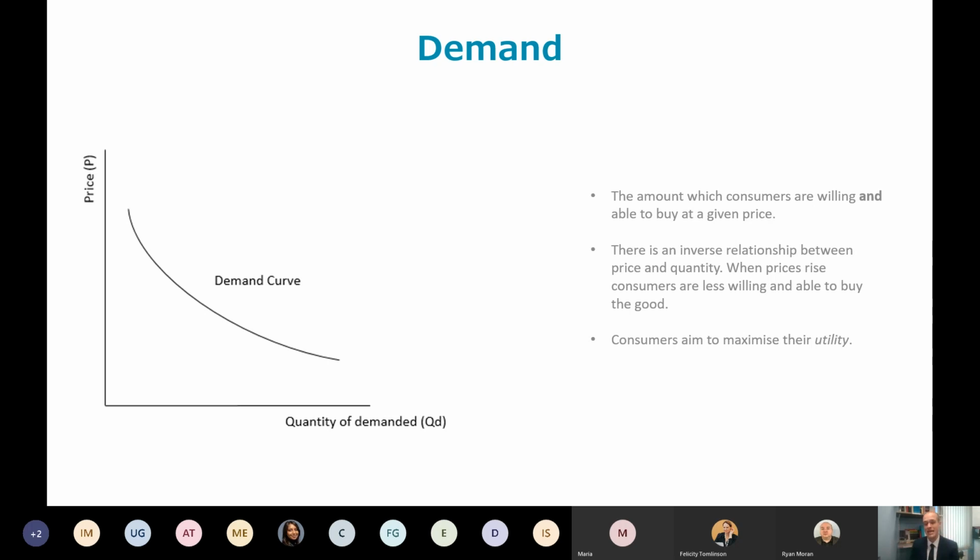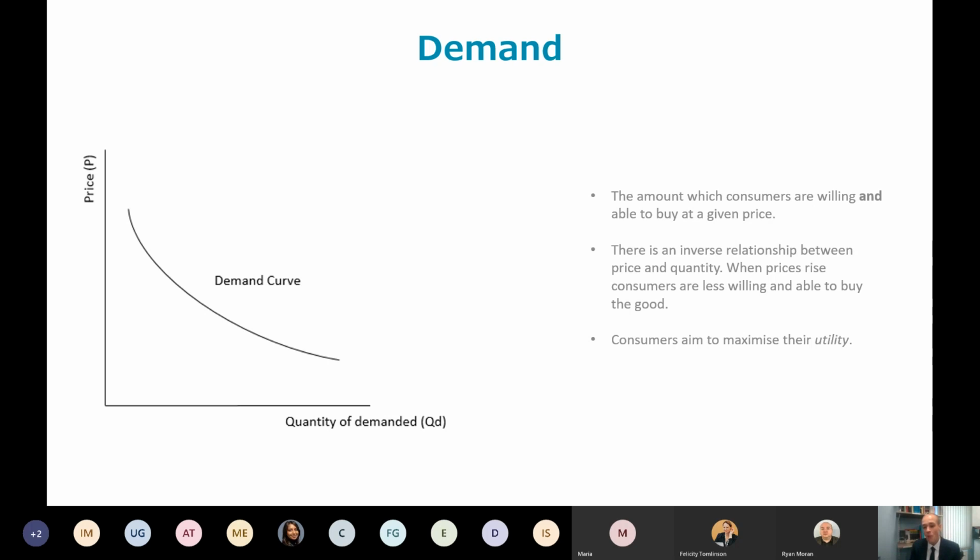Demand is simply the amount of a good or service which consumers are willing and able to buy at a given price. And that's the key definition. If you're in the NCUK exam and you're sitting at section A, where it's short answer questions or multiple choice, that is the answer you need. Demand is the amount of a good or service which consumers are willing and able to buy at a given price.